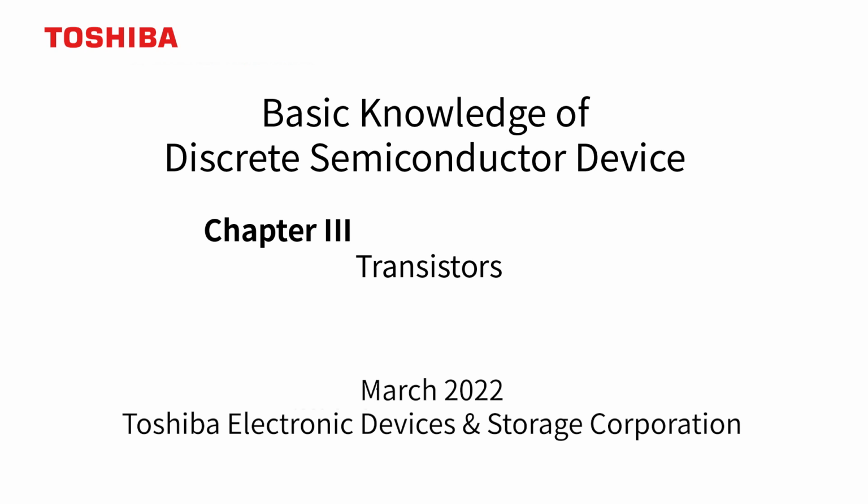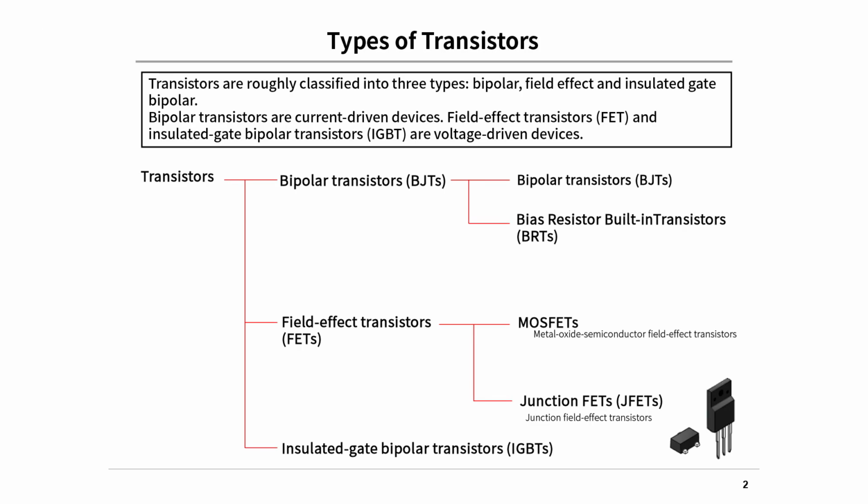Chapter 3. Transistors. This video explains the types of transistors and their characteristics. Types of transistors. Transistors are roughly classified into three types: bipolar, field effect, and insulated gate bipolar. Bipolar transistors are current-driven devices. Field effect transistors, FET, and insulated gate bipolar transistors, IGBT, are voltage-driven devices.